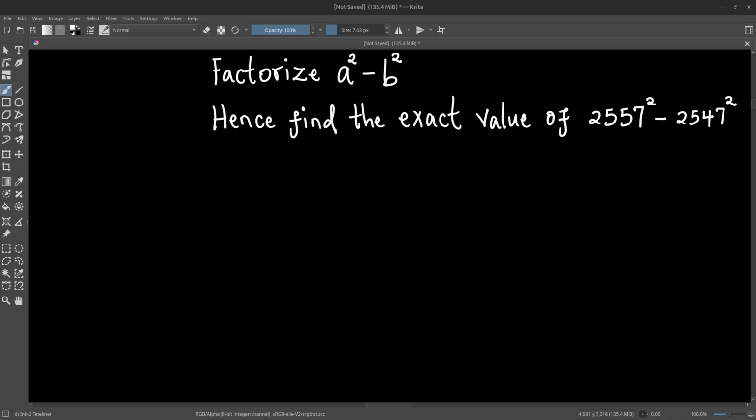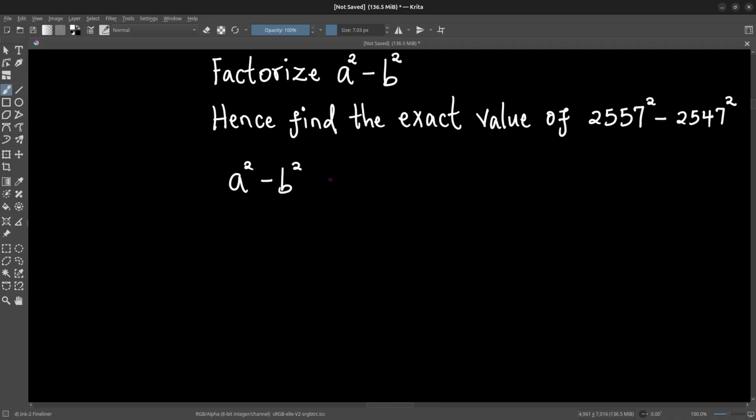In this problem, we are told to factorize a squared minus b squared and hence find the exact value of 2557 squared minus 2547 squared. So let's start with the first part of the problem, which is factorizing a squared minus b squared.